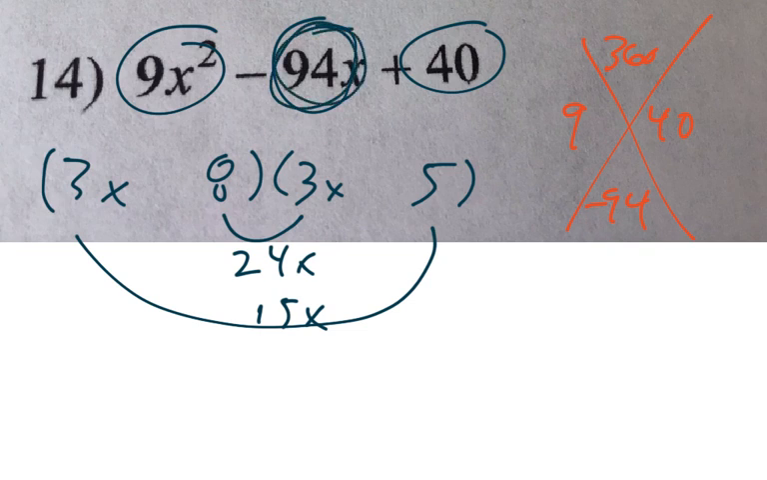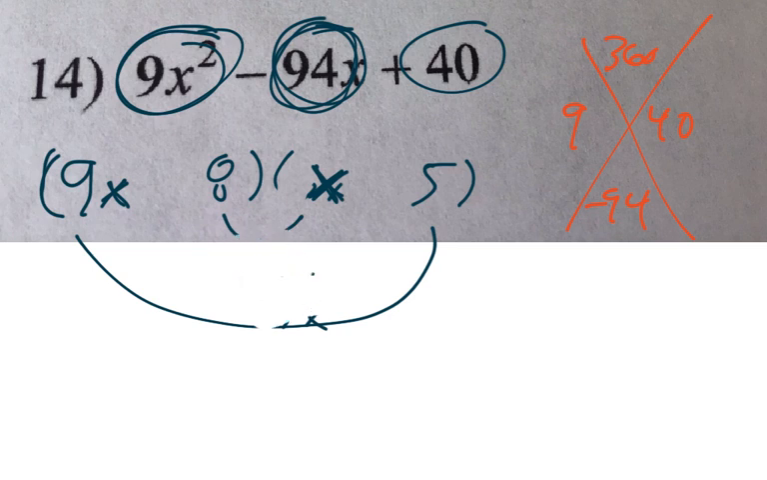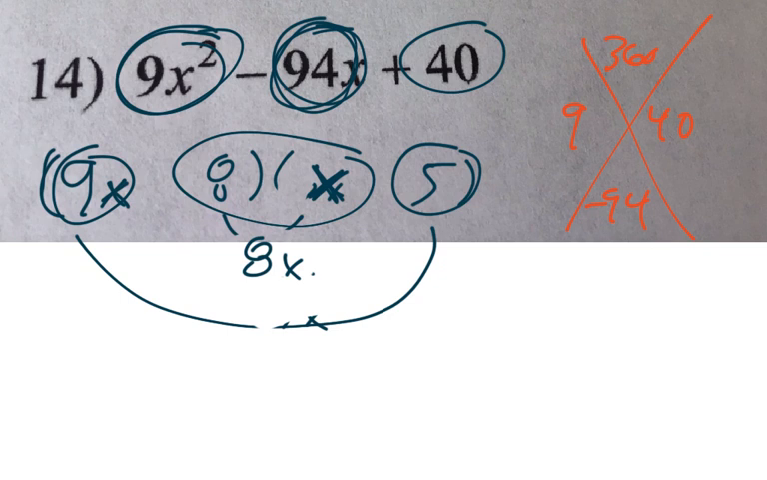So whenever this number in the middle is really big, guys, here's what I usually do. Instead of the more common 3 times 3, let's go with 9x times 1x. 9 times 1, of course, is 9x squared. And we might as well try 8 times 5 first. So, with this 8 in the middle here, that's 8x. The 5 times 9 is 45. Now, 8 and 45 still doesn't get close to 94.